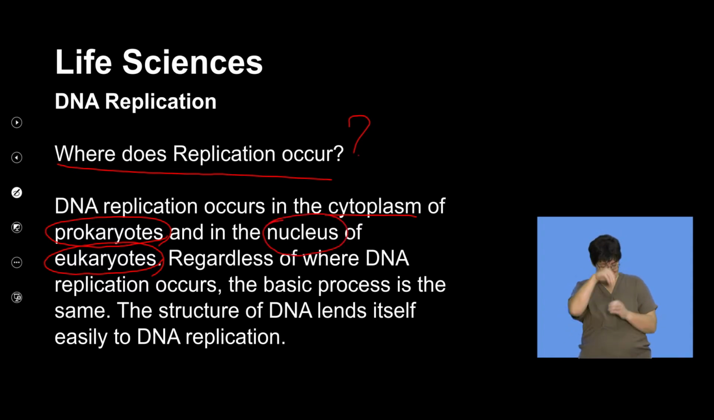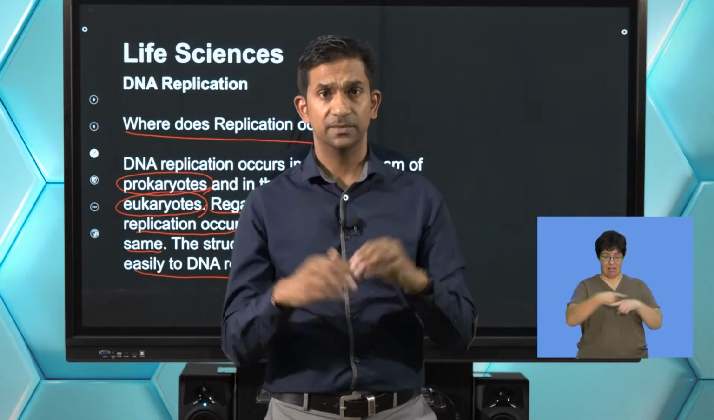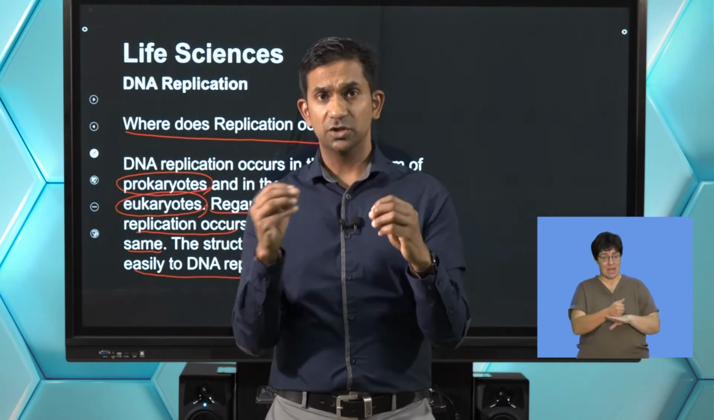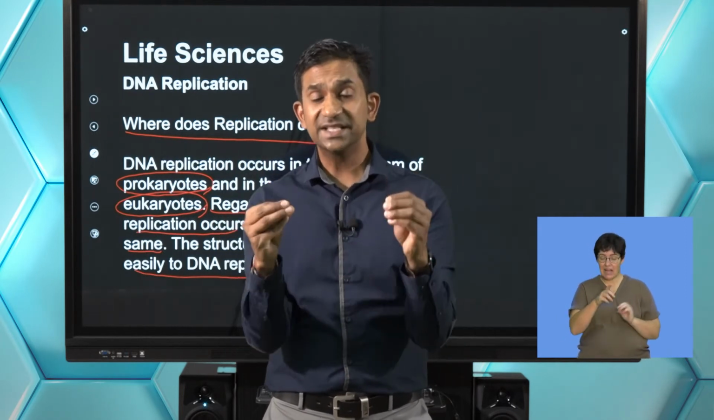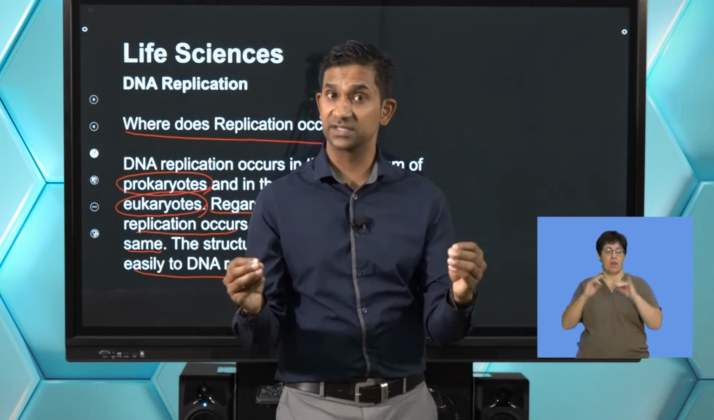However, what is important is that regardless of where the DNA replication occurs, the basic process which we're going to look at is the same. The structure of DNA lends itself easily to DNA replication. Essentially, when we look at the structure of DNA, which is a double-stranded molecule having those complementary base pairs with complementary nucleotides on either end, it's that structure that leads to the process of DNA replication being universal.